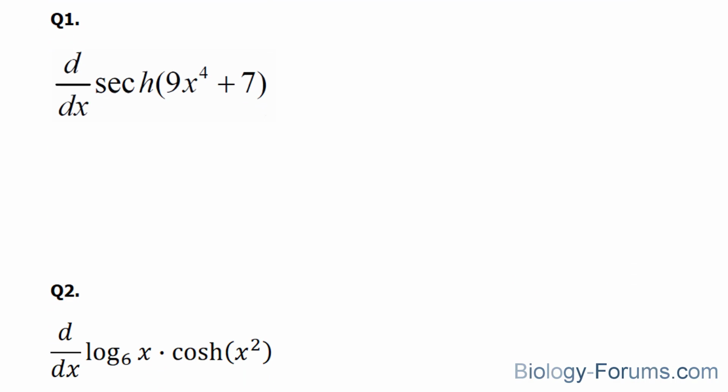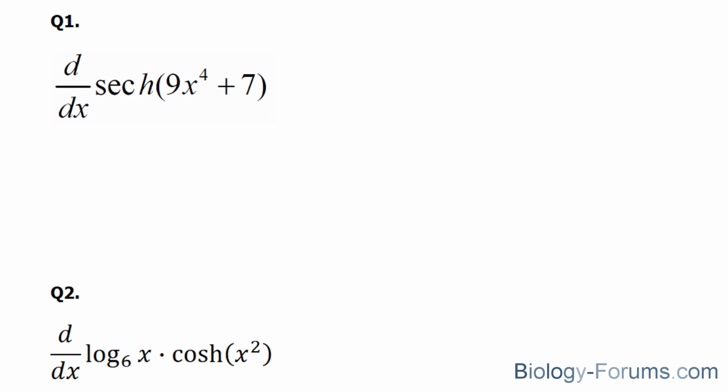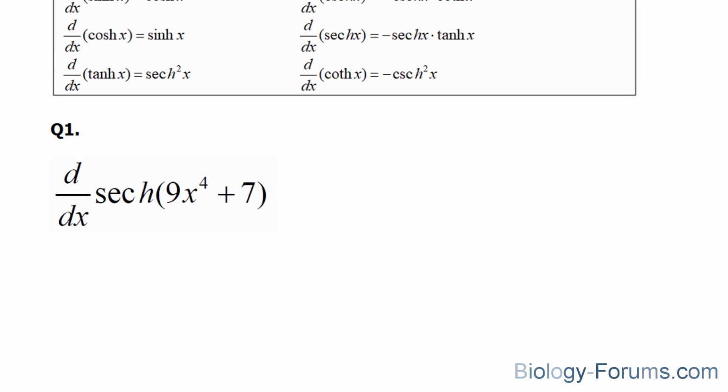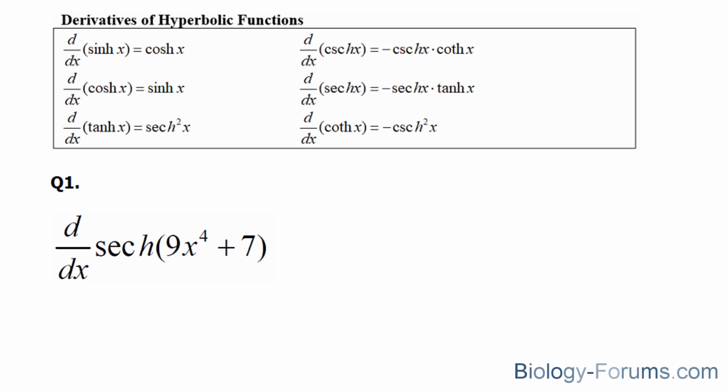Let's start with question number 1. In question number 1, they are asking us to find the derivative of secant h of 9x to the power of 4 plus 7. So what we'll do is look at our derivatives, and the derivative of secant h x is equal to negative secant h x times tangent h of x. So let's use that. The derivative of this is equal to negative secant h of 9x to the power of 4 plus 7 times tangent h of 9x to the power of 4 plus 7.